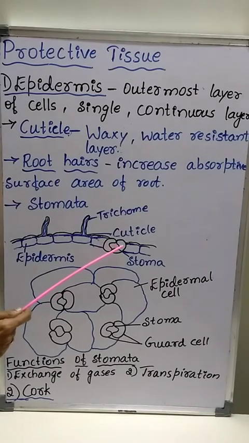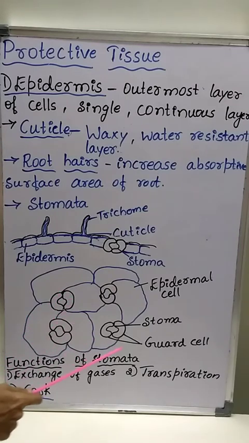Say this is the stomata. Like this, many stomata are present in the epidermis. Here and there, many stomata are present, and these stomata are like small or minute pores. The structure of stomata contains a pair of kidney-shaped guard cells.